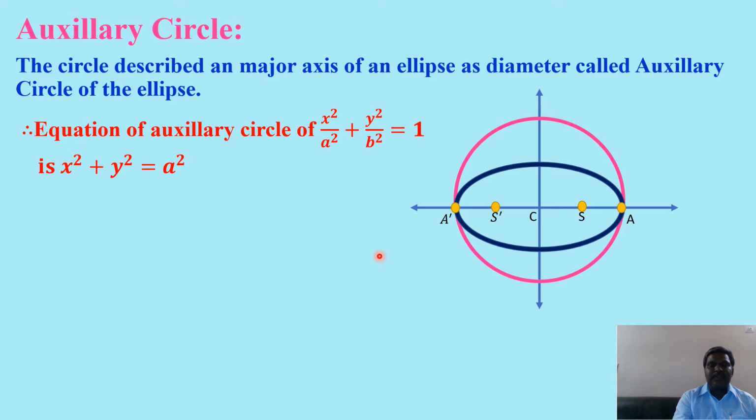I repeat once again. This is the auxiliary circle. The circle described on the major axis as diameter is called the auxiliary circle. This is concentric with the center of the ellipse and has radius a units. This is a. Automatically this is also a. Here to here is a. What is the distance from here to here? b. So a is always greater than b. This is my auxiliary circle. The circle described on the major axis of the ellipse as diameter is called the auxiliary circle.